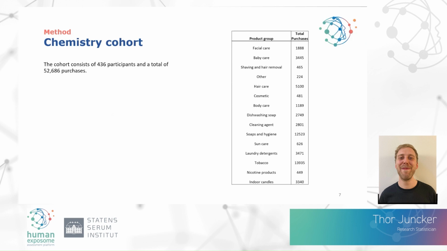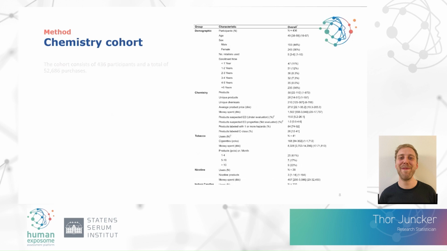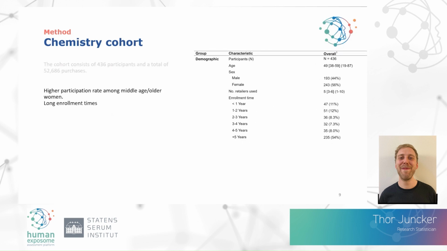And then we have our cohort. Yes, we have all these purchases. We can see the distribution of product groups here, and I've only included it really just to show that the kind of chemical products that we have are quite wide. We have a whole bunch of different chemical products. And then we also have a table with some data.